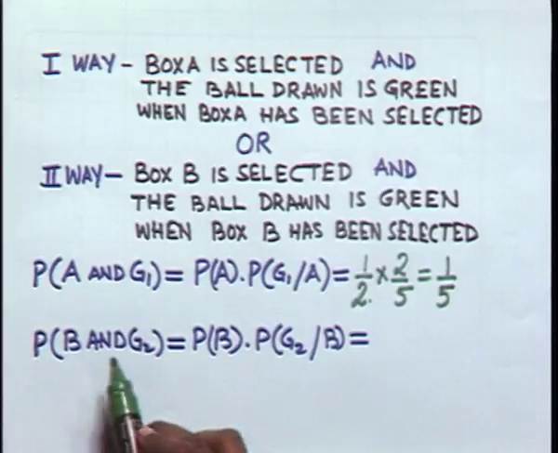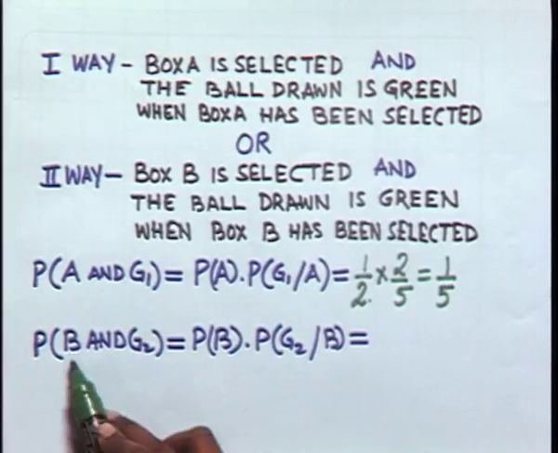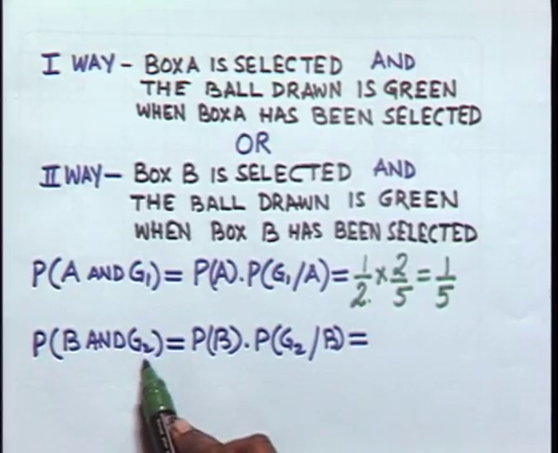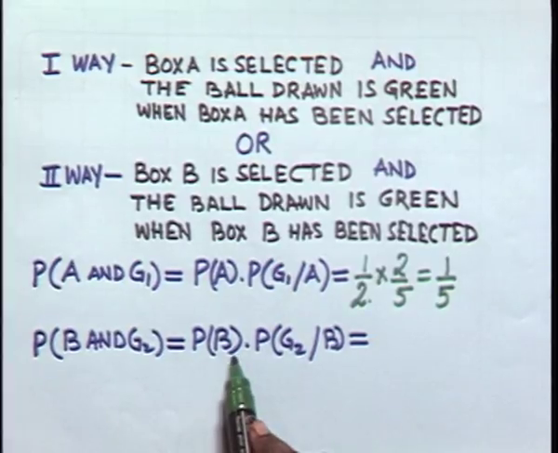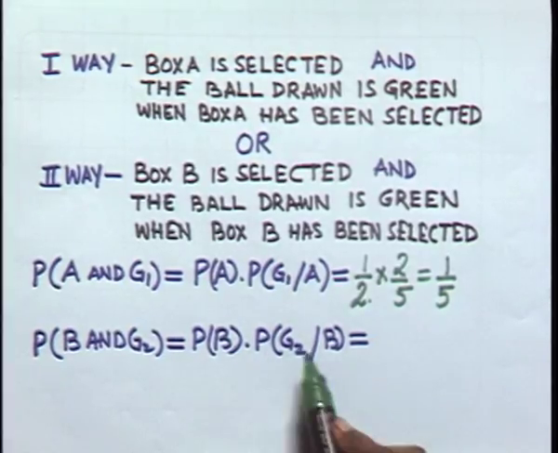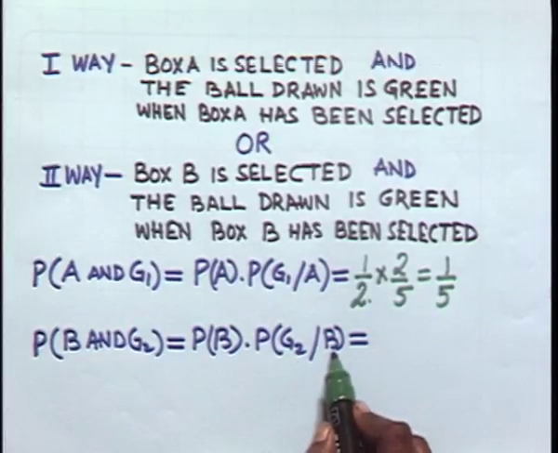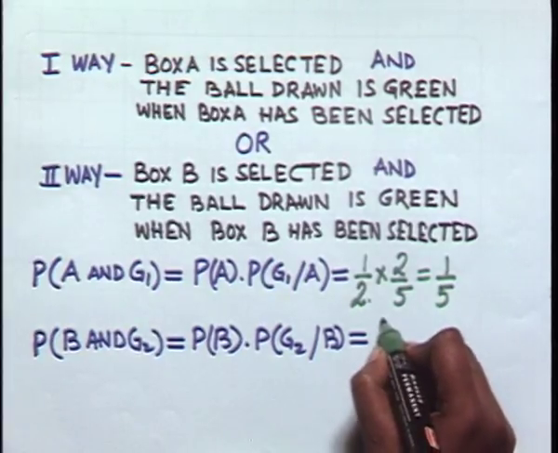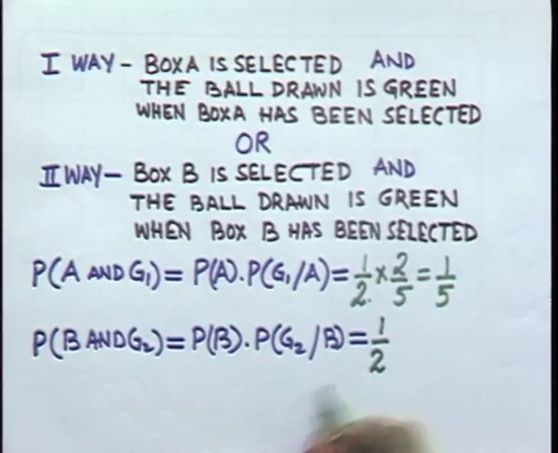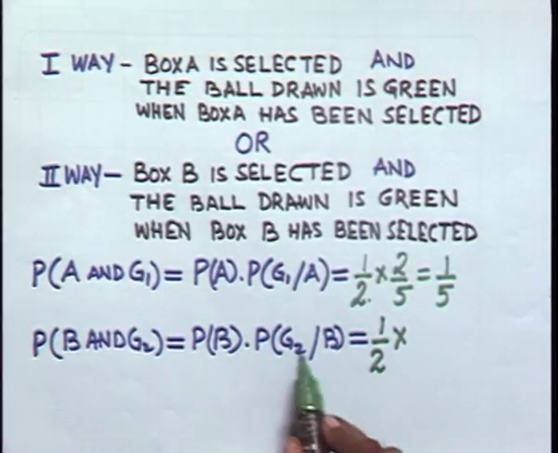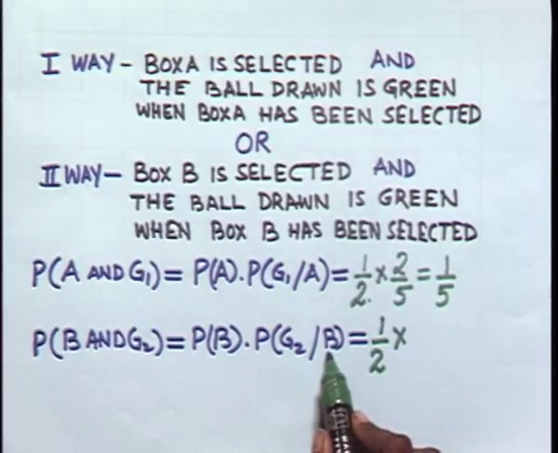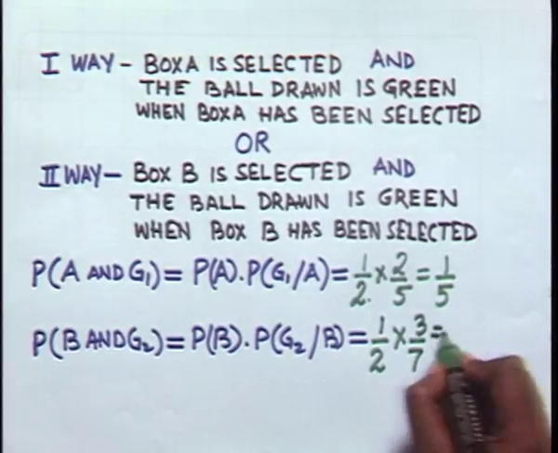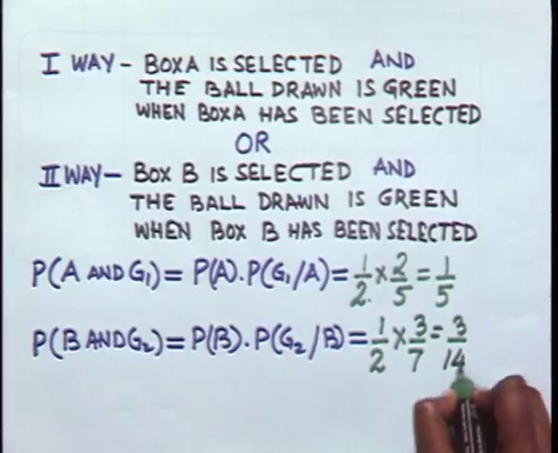Again, probability of event B and G2, that is box B is selected and the ball drawn is green, is equal to probability of event B multiplied by probability of drawing a green ball when box B has already been selected. But probability of event B, that is selecting box B, is again 1 upon 2. So, this multiplied by probability of drawing a green ball when box B has already been selected, which is 3 upon 7, is equal to 3 upon 14.